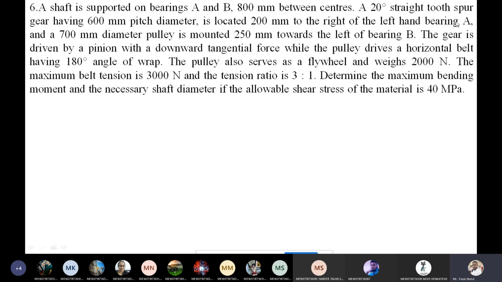This is another type of problem that comes under the category of combination of torsion and bending. Before solving the problem, we need to identify which category the given question belongs to. In design of shaft, we have a total of 6 categories: 4 based on strength, and 2 based on the rigidity criteria.